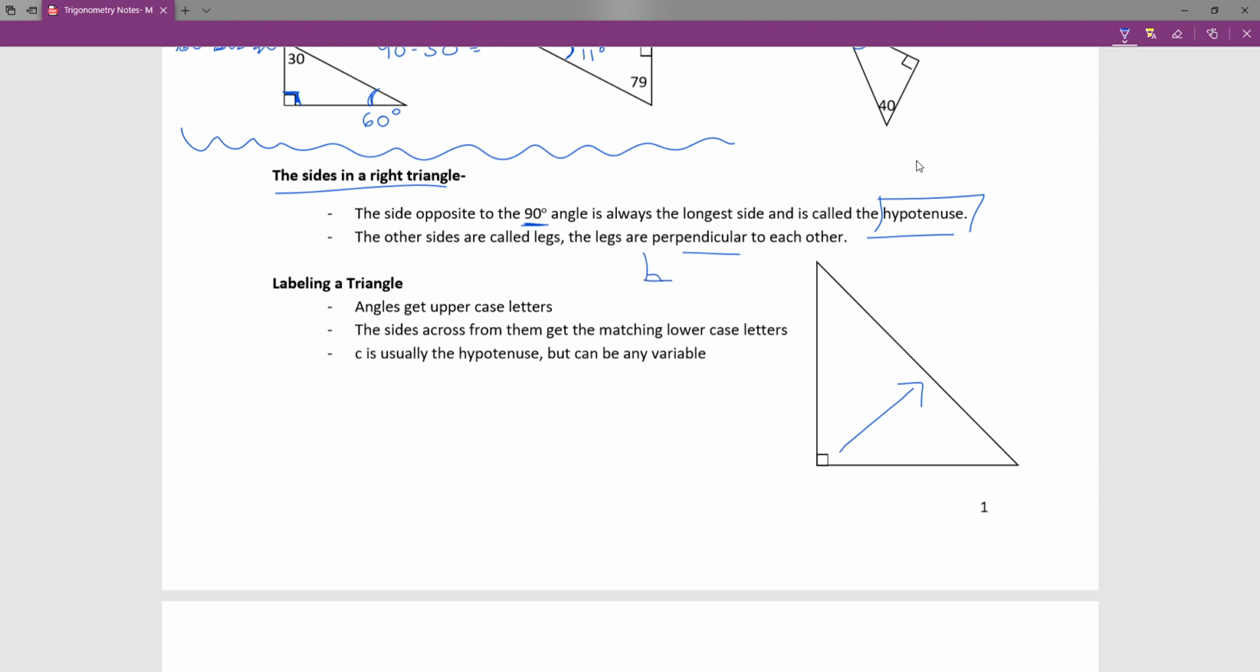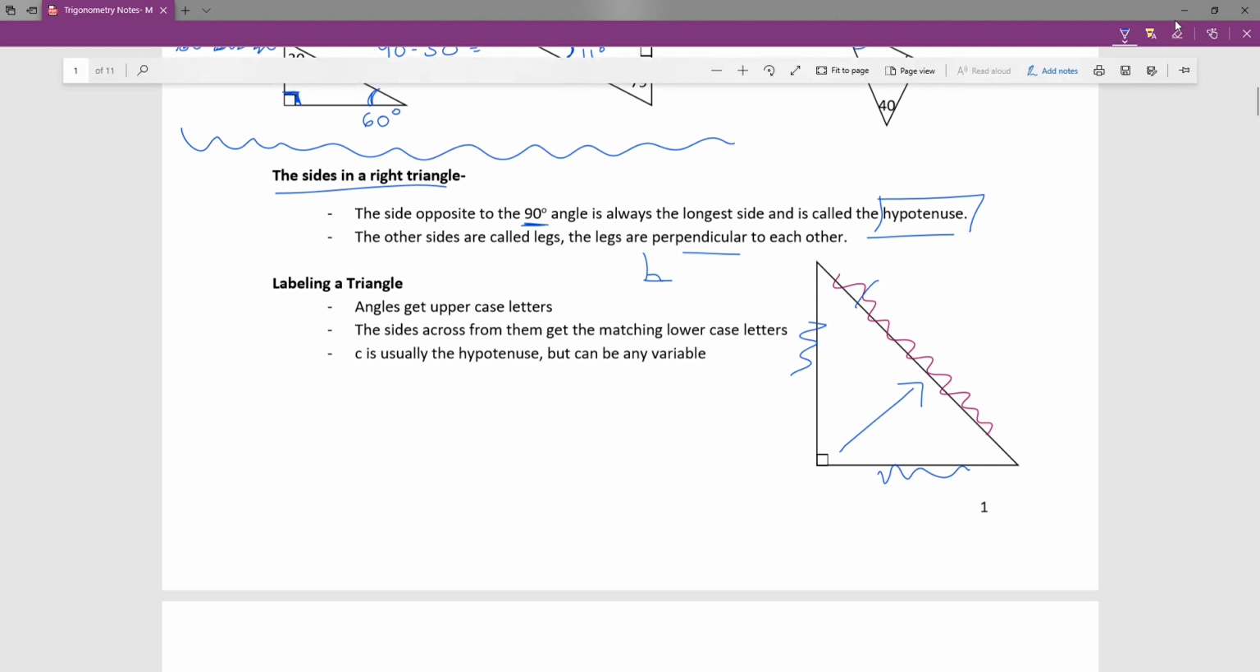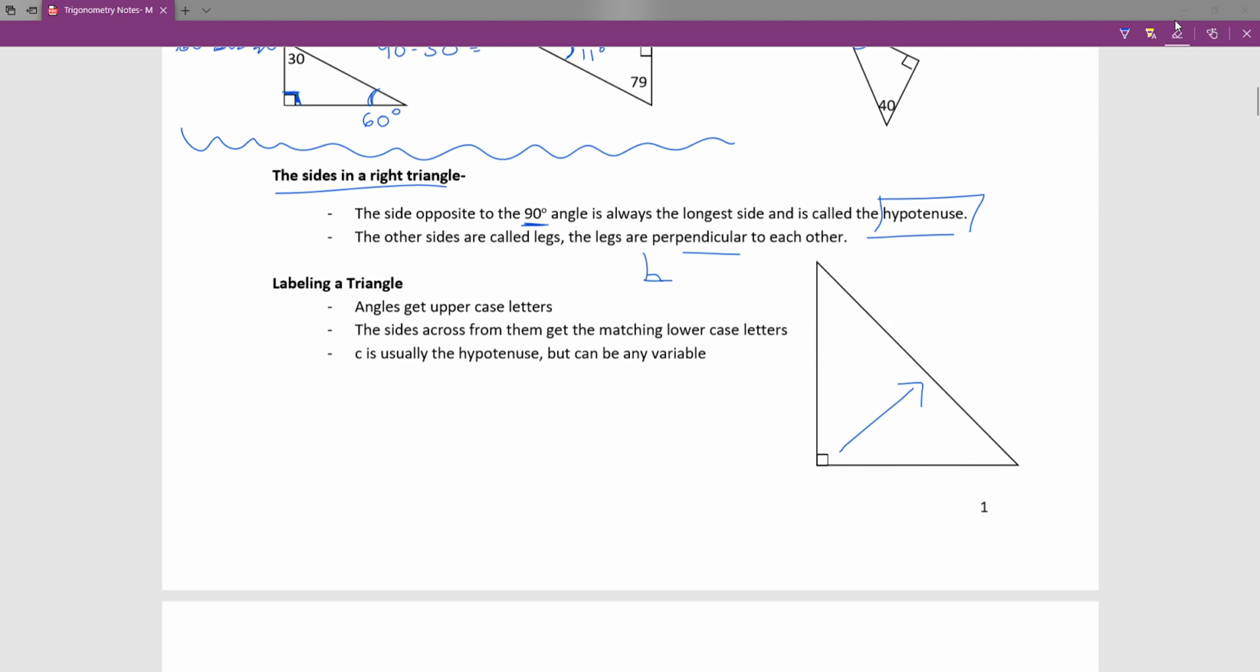The other 2 sides are called legs, and the legs are perpendicular to each other because they have that 90-degree angle in between them. So what I'm talking about here is that this would be the hypotenuse, and these 2 would be the legs, right? So in these ones, there's also a bit of information that we could talk about as far as standard ways of dealing with triangles.